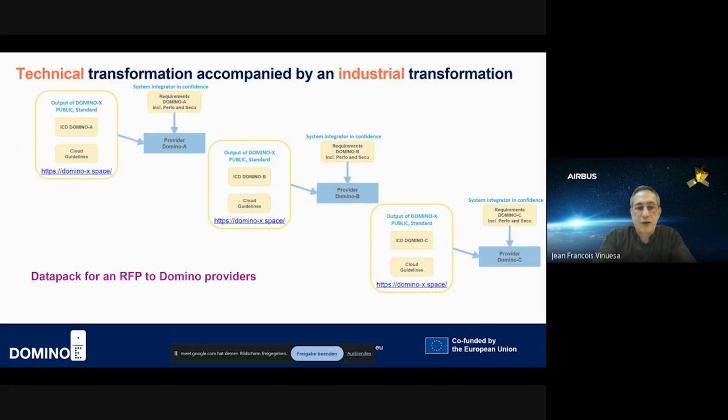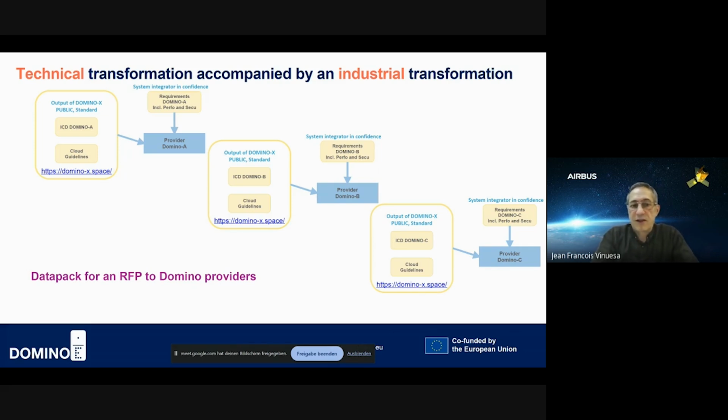And so what we're going to build basically is some data packs. You will have data packs with something that is not changed, which are the output of the DominoX public project, and that is available on the web. You have the website here, where you can also find the description of the interfaces, the ICDs, some cloud guidelines, and the general architecture. So everything you can download from the website, and this will not change over time.